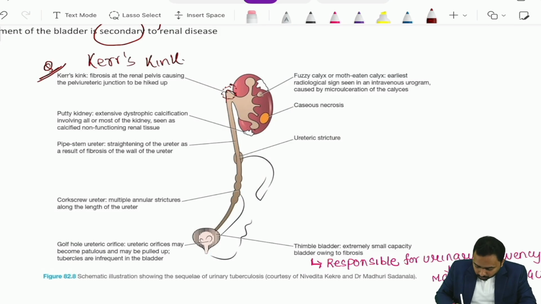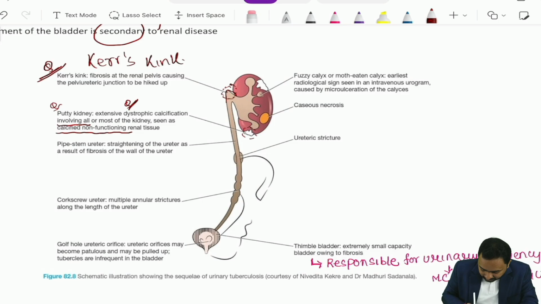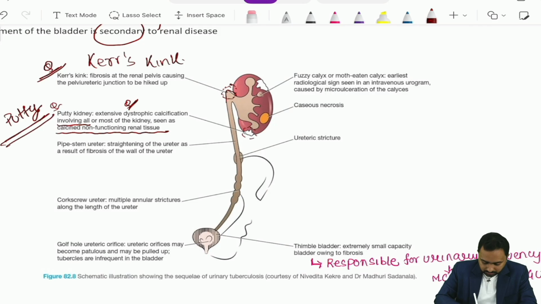Now, if you look over here, this is your putty kidney. So, what is your putty kidney? There is an extensive dystrophic calcification involving all or most of the kidney, seen as calcified non-functioning renal tissue. So, this part is your putty kidney.